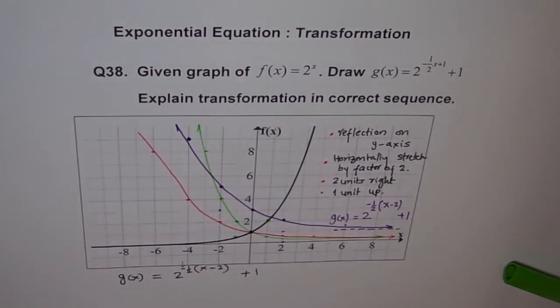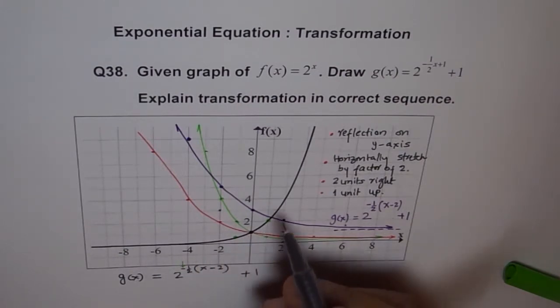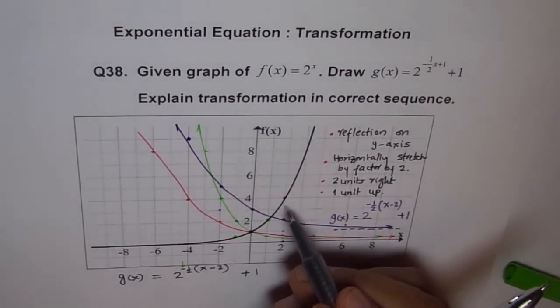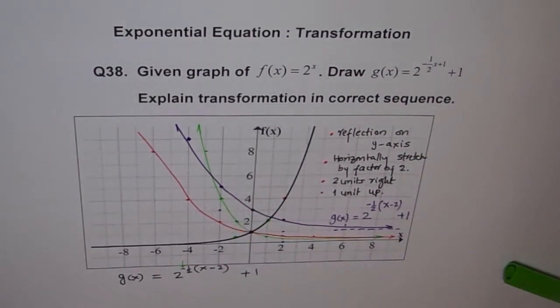So these are our transformations. I hope you understand how we did all this. And it's important to take care of a few critical points, and they were at x equals minus 1, x equals 0, x equals 1, and the horizontal asymptote. We also took this point x equals 2. Okay, so that gives us a pretty accurate graph of g of x. I hope you understand. Go through it and try to understand transformations of exponential functions. Thank you.